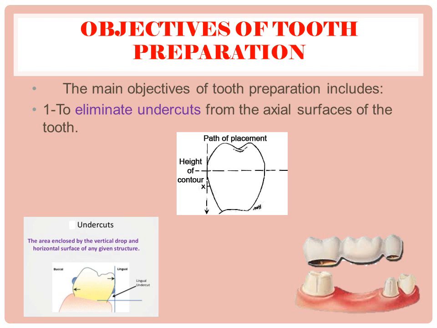As we remember from the anatomy lectures in first year, the height of contour of the tooth is located at the middle third of the tooth. So the tooth is constricted at the cervical area. The area that is cervical to the height of contour, or closer to it, is called undercut. The objective of tooth preparation is to eliminate this undercut.